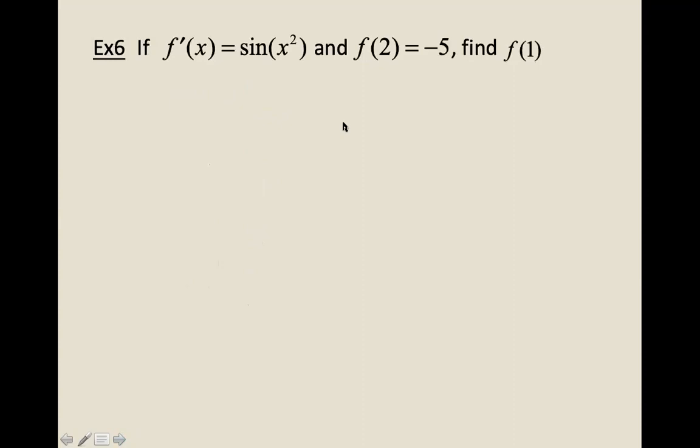All right, this is another case. This is one of those where we have the alternative form of the second fundamental theorem. So this time we have a derivative. f prime of x is equal to sine of x squared. We know the value f of 2 is -5, and we're trying to find f of 1.